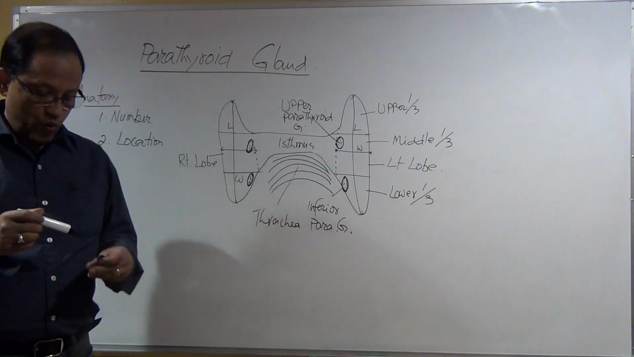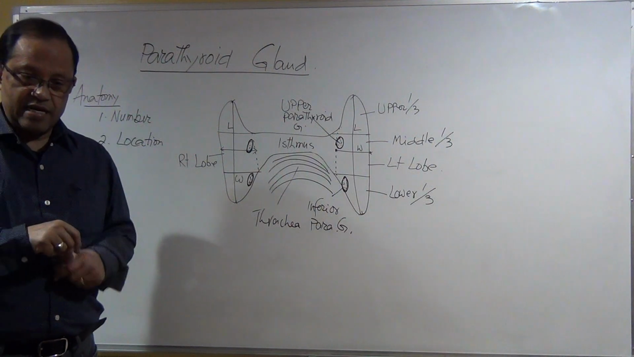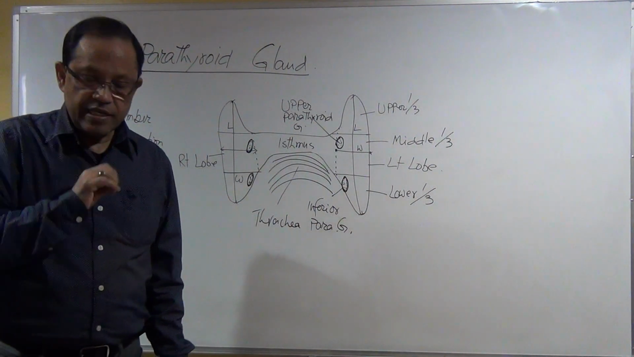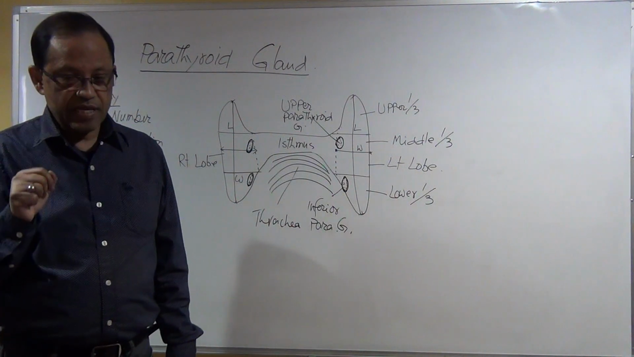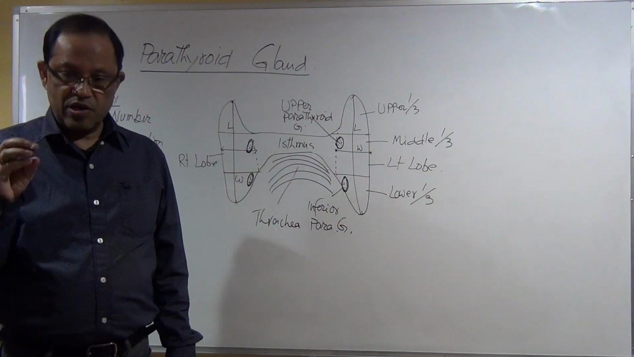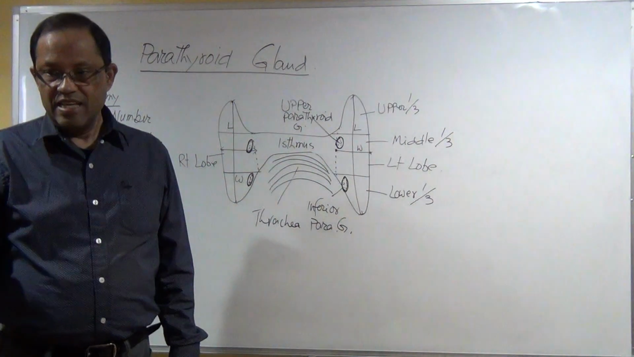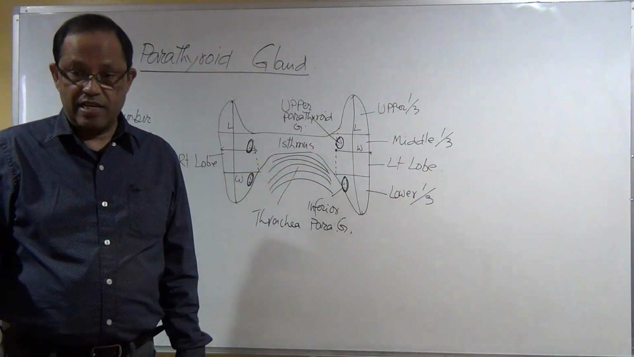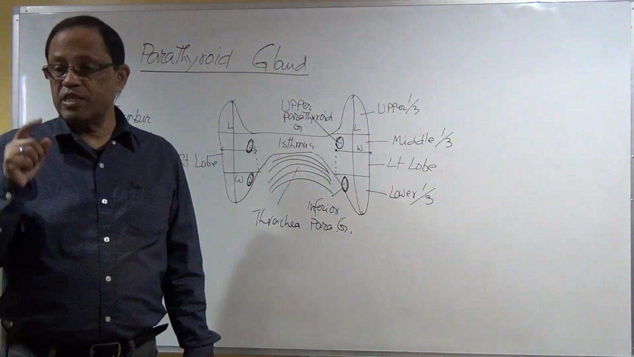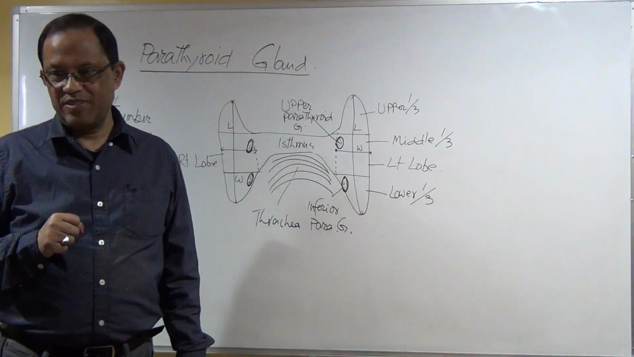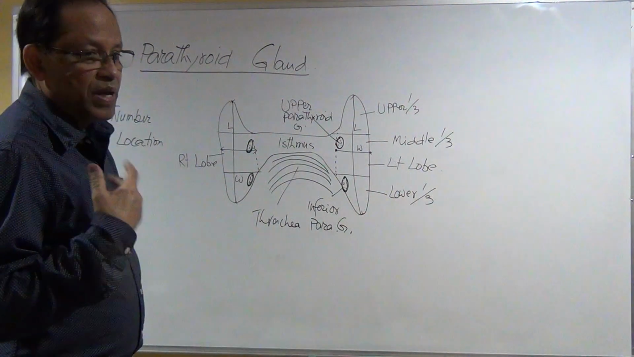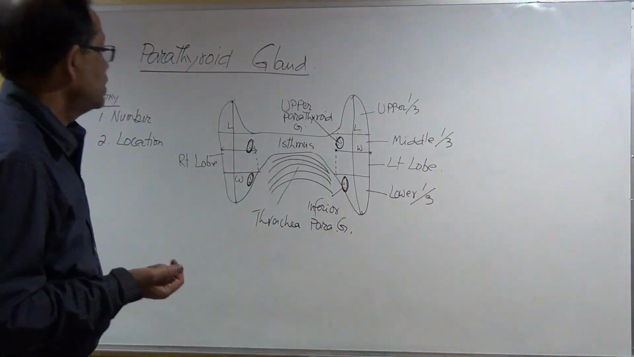That's why you have to keep in mind that usually it is not seen, but when you see it, the parathyroid gland is enlarging. Then we have to find out what could be the cause of the parathyroid gland enlargement. The most common cause is a benign tumor.